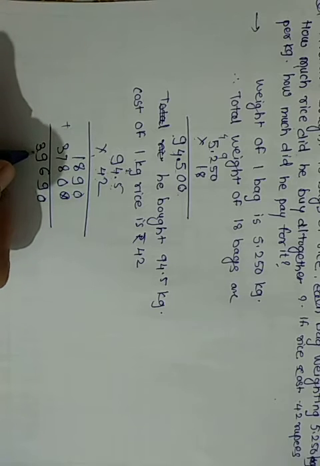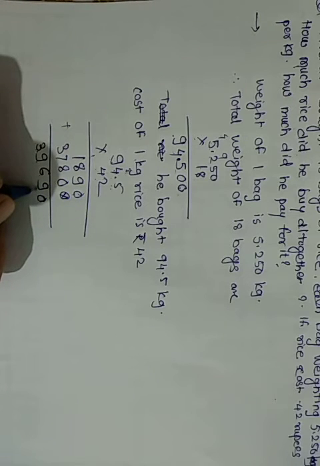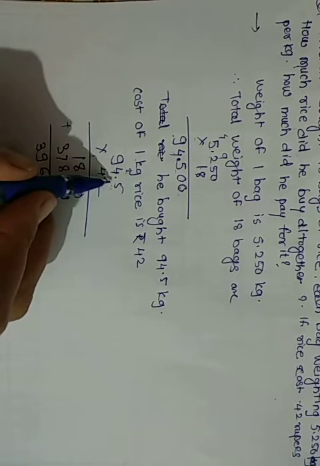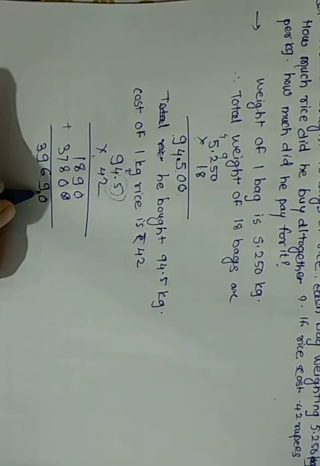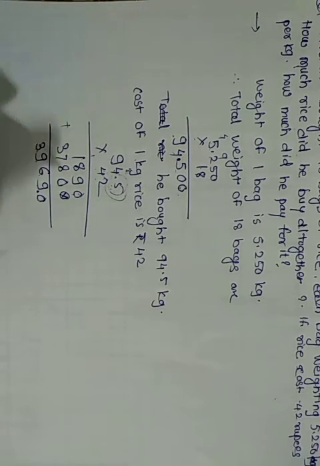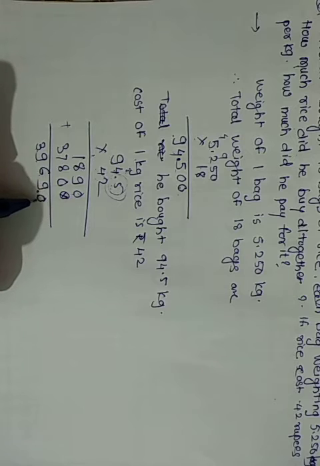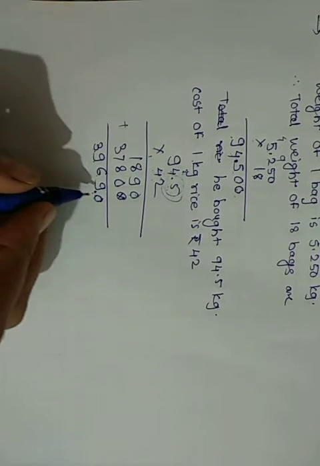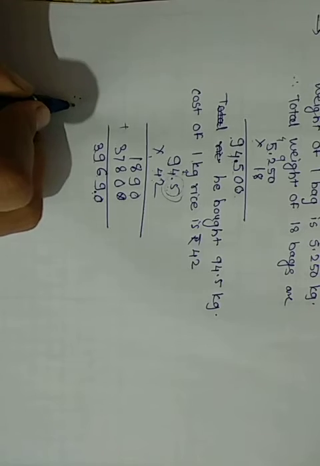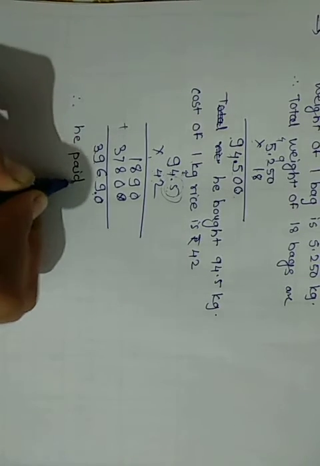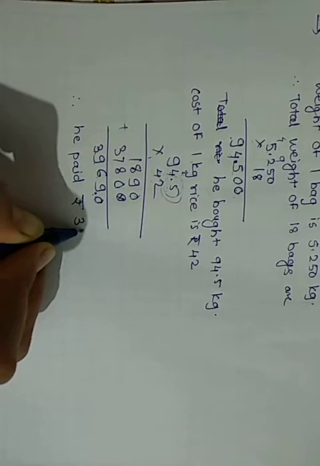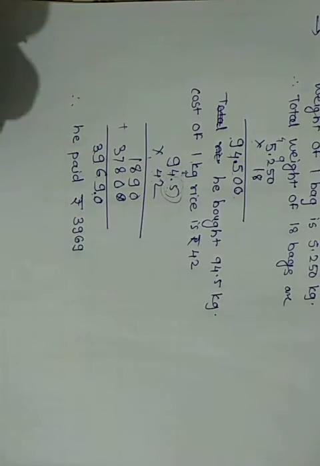So 39,690. Here how many places are there? One place. So give the decimal point to leave one place. So answer is 3969. So therefore he paid rupees 3969 for it.